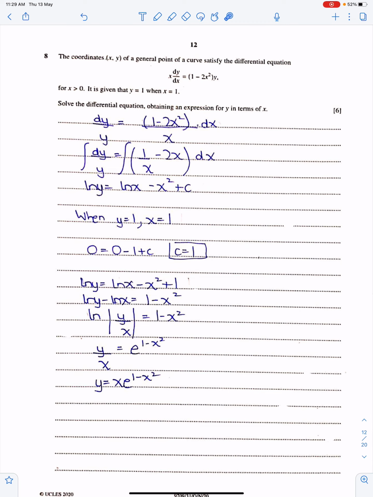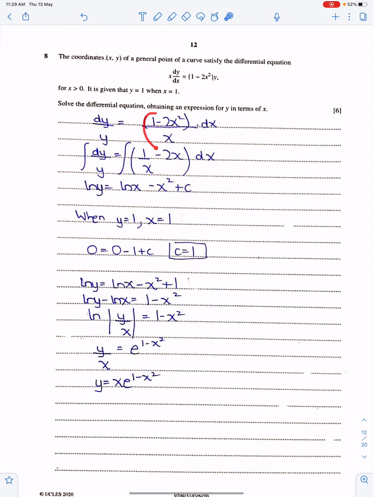Question number 8. This is so simple. Solve this differential equation for these values of x and y. First, you have to go for separable. Do the separable. Bring this x here, dx here, and y here. This is the variable separable.